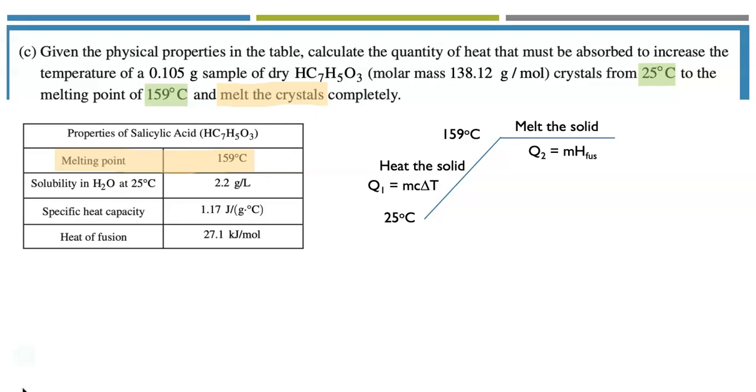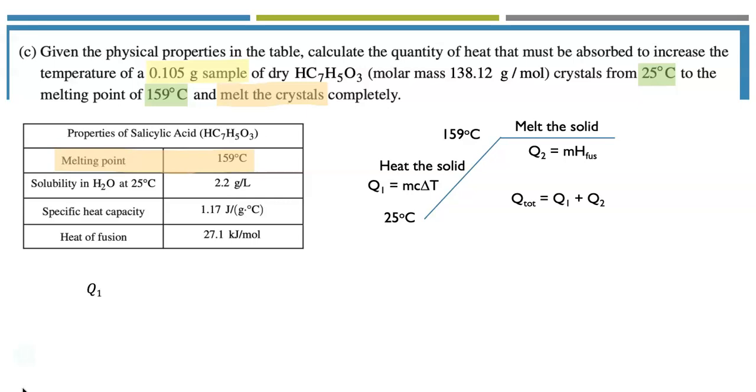And for that, we use the mass times the heat of fusion. So I have two segments in my temperature versus time graph. I have two calculations that I need to do. In order to finish the question, I need to add the values from Q1 and Q2. So let's go through these calculations.